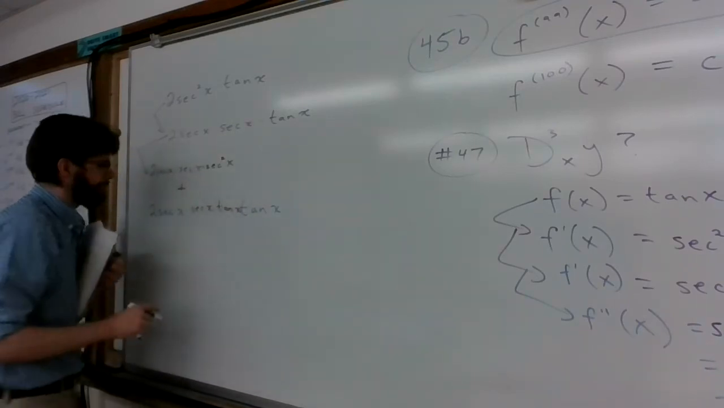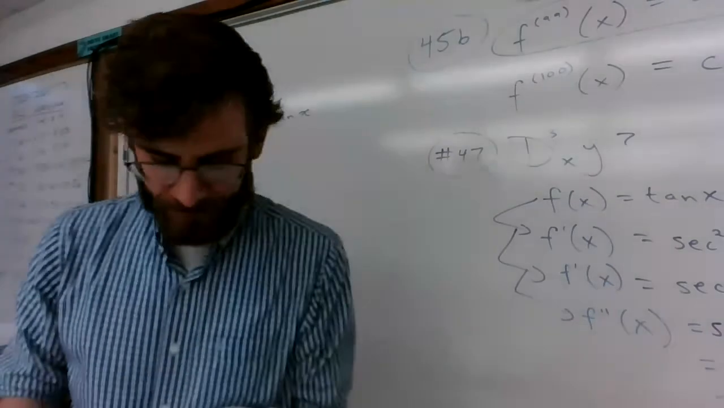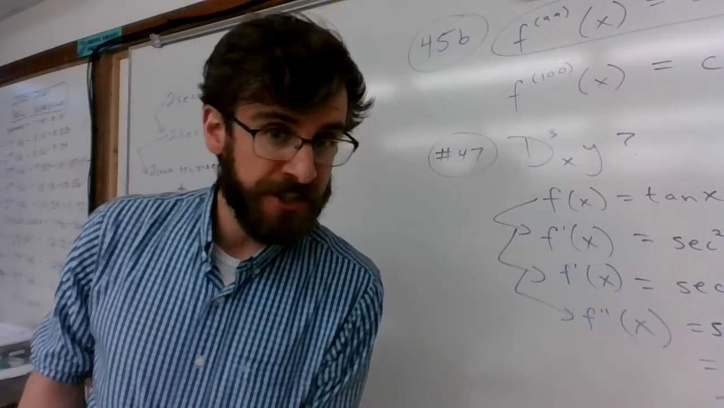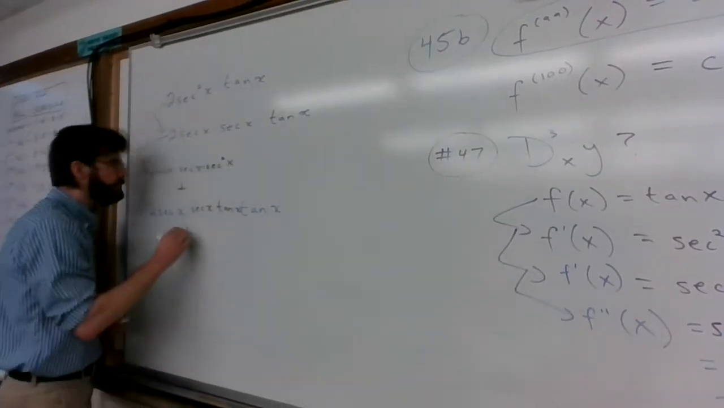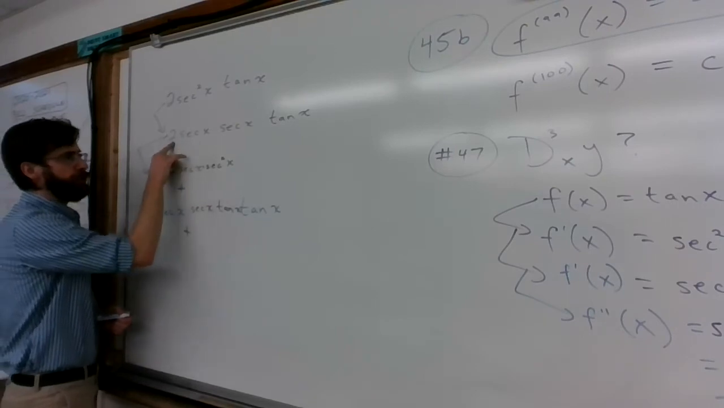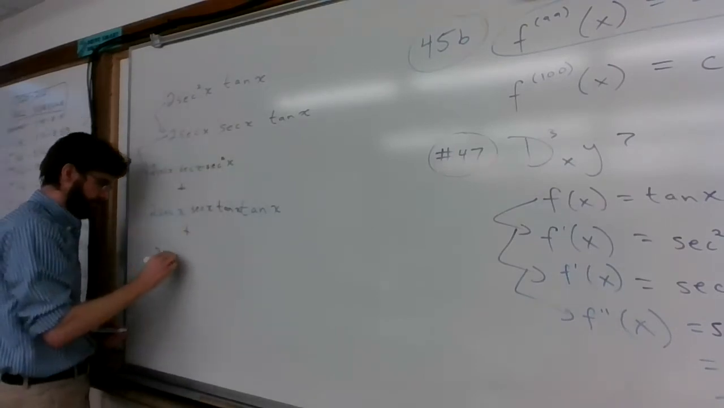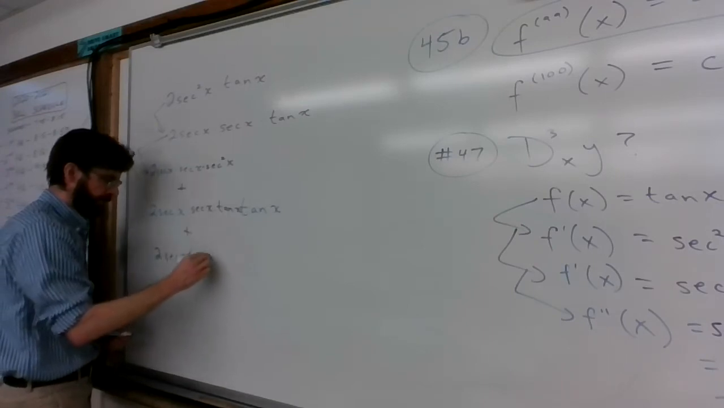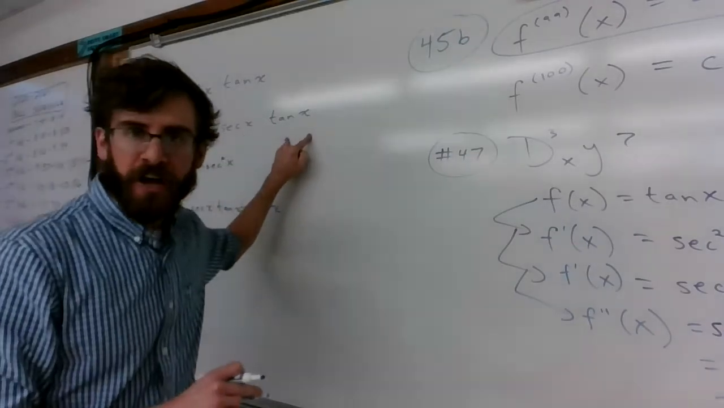All right, then the formula goes, very predictable. Take the derivative of the first now, which would be 2 secant x tan x times the second and the third unchanged.